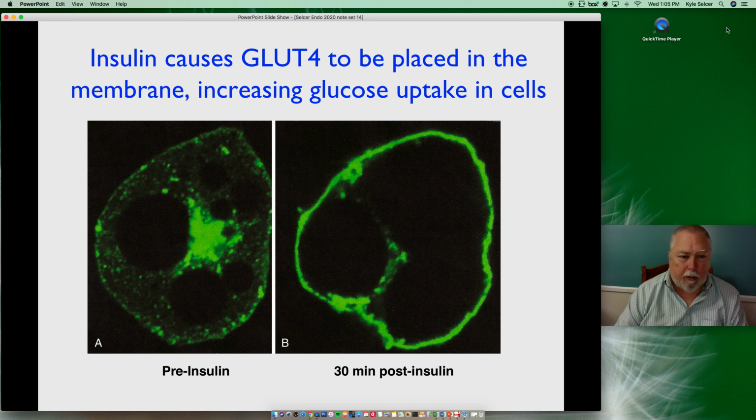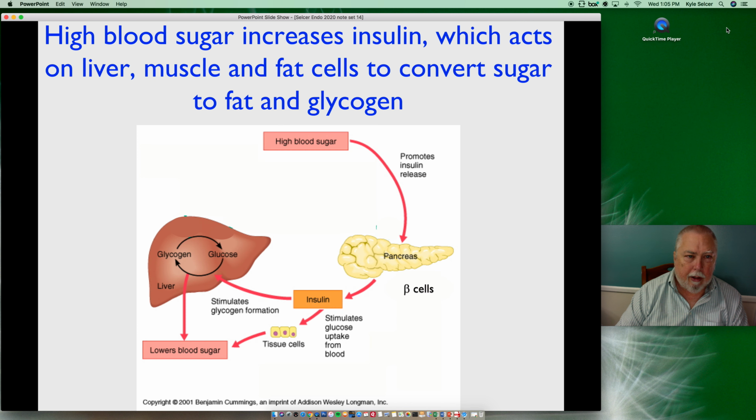Now, this is sometimes a picture's worth 1,000 words. This is a cell before and after insulin. Before insulin, GLUT4 is being stained here in green. You see there's a little bit of GLUT4 in the membrane, but not very much. Most of it's being held internally in vesicles. But you hit it with insulin, and on the right, 30 minutes after insulin, all the GLUT4 is now in the membrane. So it's a huge translocation of GLUT4 in the membrane, allowing glucose uptake in these cells. So high blood sugar increases insulin, acts on the liver, fat, and muscle, converts sugar to fat and glycogen. That's half of our regulatory pathway.